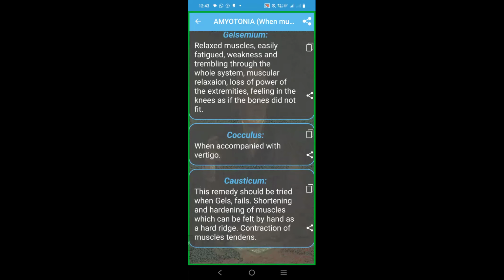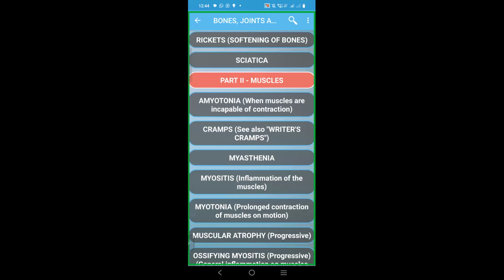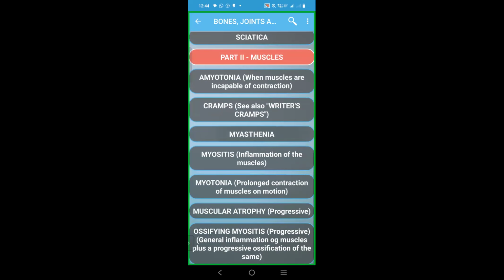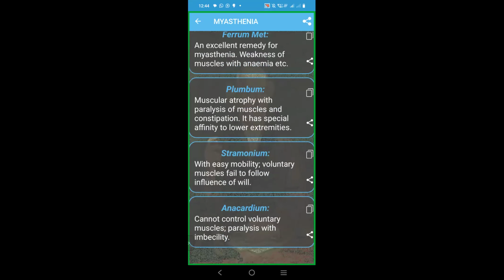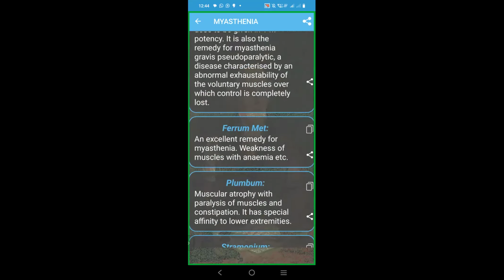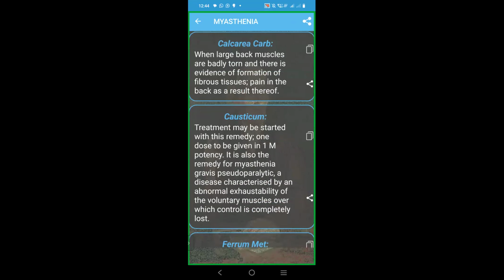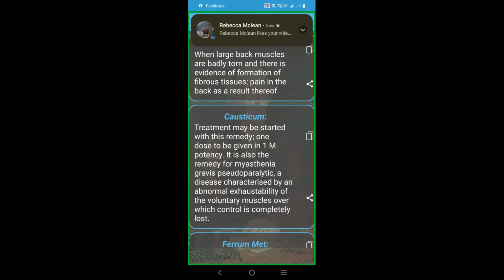Causticum remedy should be tried when Gelsemium fails, for shortening and hardening of the muscle. It can be felt by hand in hard, rigid contraction of the muscular tendons. So myasthenia gravis, of course, Plumbum is a very important remedy here. So we can go through all this. Already we came to know about myasthenia. So like that we can see here.